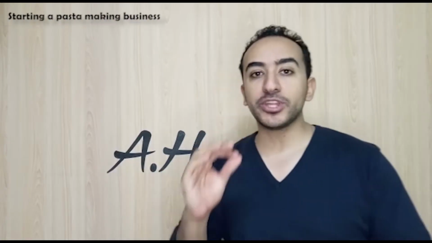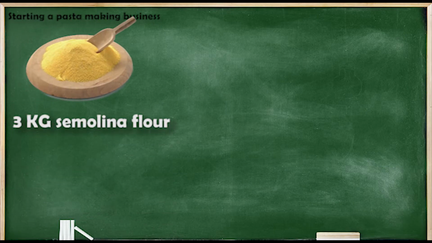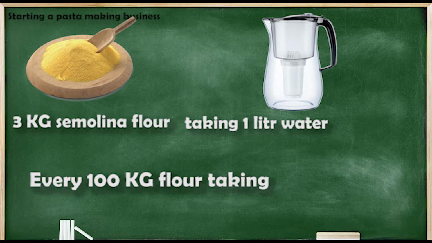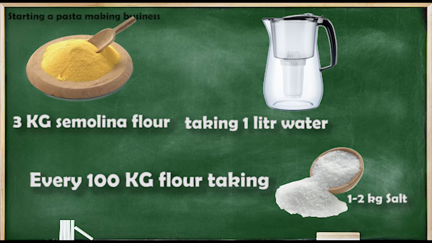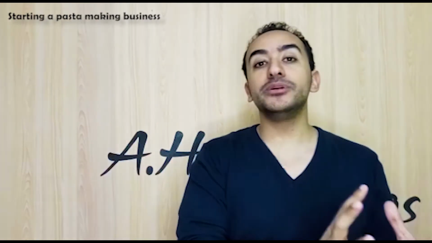Someone will ask me a very important question: give me a fixed formula to mix these ingredients together. Okay, write down now. First, to 3 kilograms of semolina flour you have to add 1 liter of water. And for every 100 kilograms of flour, take 1 to 2 kilograms of salt. The water should be 30% of the ingredients. Salt, semolina flour, and egg will be 70%, and the 30% will be water.